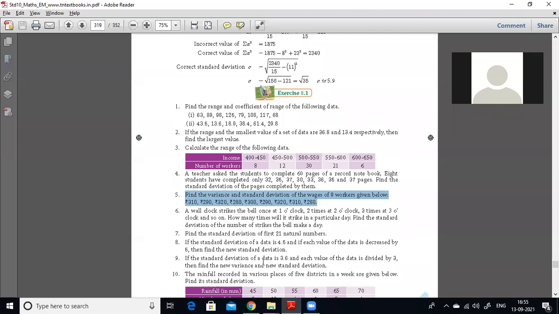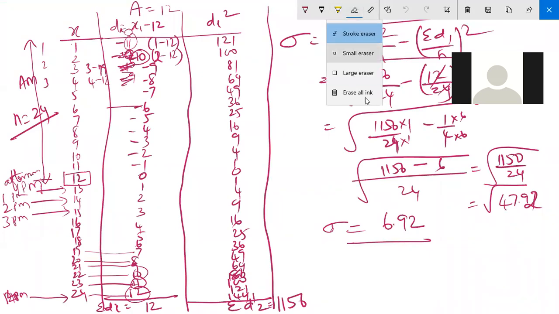Now let us do the seventh sum. Find the standard deviation of the first 21 natural numbers. This is also a very interesting sum. First 21 natural numbers. Exercise 8.1, seventh sum. Here x is 1, 2, 3, 4, 5, 6, 7, 8, 9, 10, 11, 12, 13, 14, 15, 16, 17, 18, 19, 20, 21. These are all x.